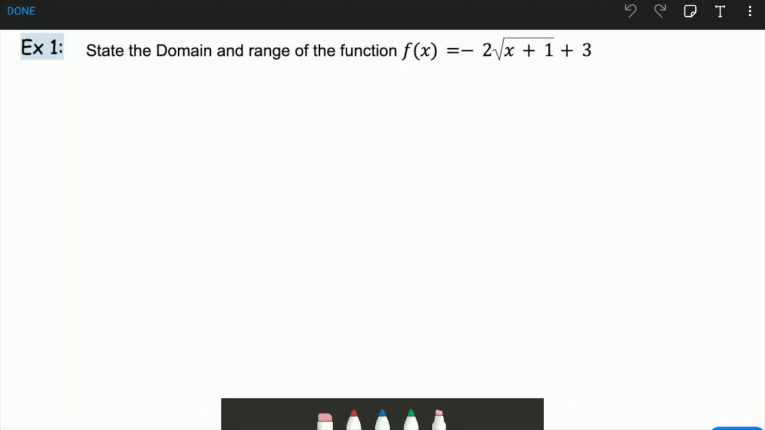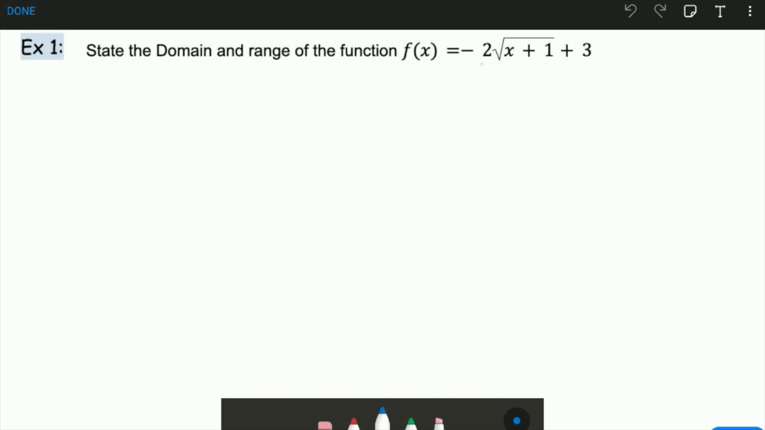So in this example, we're going to be stating the domain and range of the function f of x equal to -2 times the square root of the sum of x plus 1. And then on the outside of our square root, we have plus 3. Now to do this, there's a couple ways we can approach it. I'm just going to approach it by using the transformations, applying it to the parent function's domain and range.